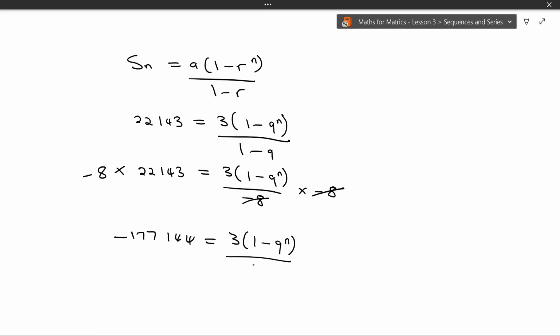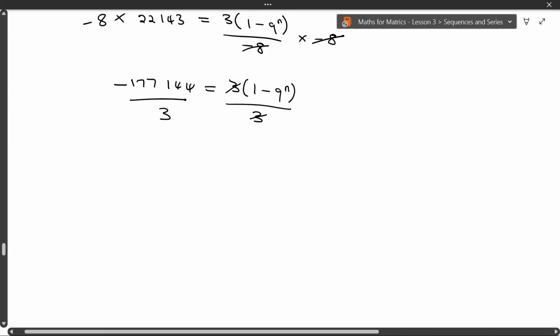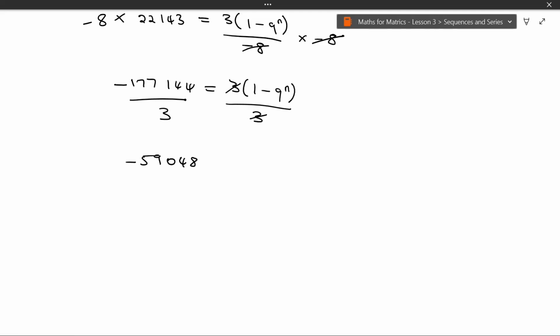If we divide both sides of the equation by 3, these two 3's cancel each other. Minus 177,144 divided by 3 is minus 59,048. So we have minus 59,048 is equal to 1 minus 9 to the power of n.